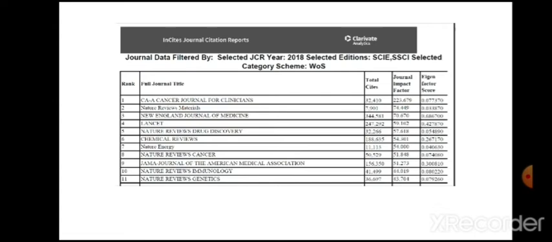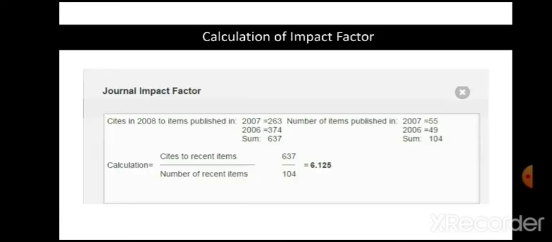The first column gives the ranking, then the full title of that journal, total citations, that means the number of times the papers are cited, then the journal impact factor. You can see the journal impact factor is very, very high for the first rank journal, that is 220. This is too high. And Nature, you can see the impact factor of Nature is at number 10, number 5 to 11. So this gives us the idea about the impact factor of the journal and the quality of the journal.